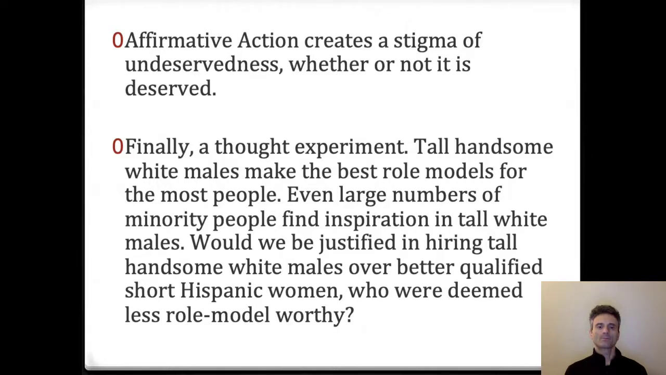Now, would it be justified? Would we be justified in hiring tall, handsome white males over, say, better qualified, short, Hispanic women? This thought experiment is very powerful and very straightforward, because you intuitively say, no, it's not right. Why would it be right? We want qualified people. We don't want white or tall or short. We want qualified people, period.